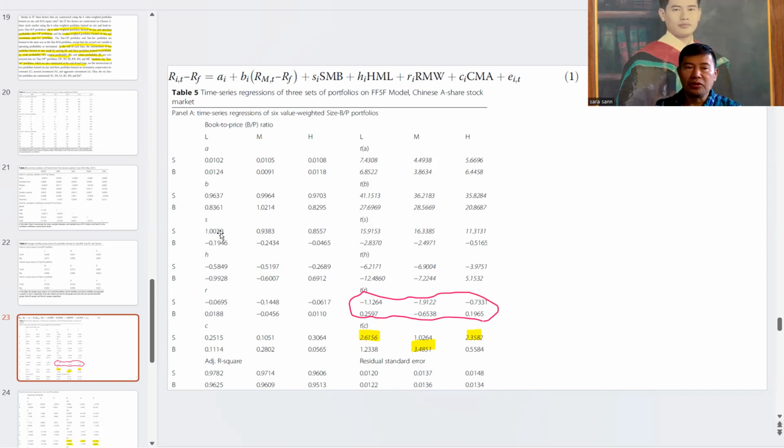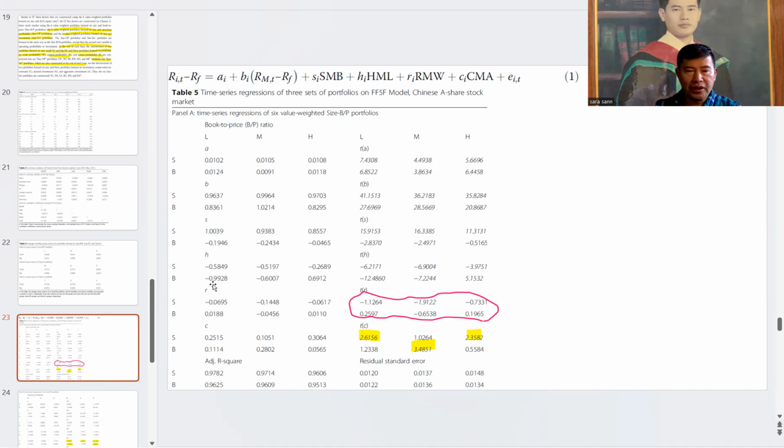Small size to low book to market ratio, the factor S, for the size, makes the excess return go up 100%. Okay, if you choose to invest in a portfolio based on the size, then small size to low book to market ratio is the best. Now move to H. H, we can see most of them are negative signs. What does it mean?